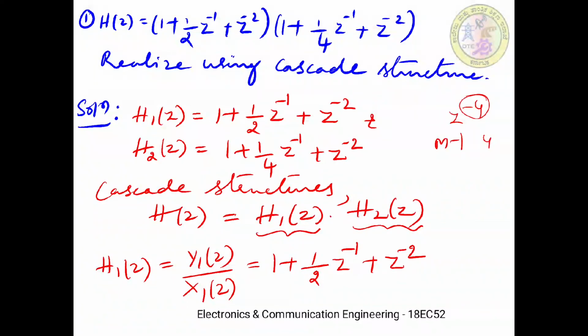Because m minus 1 is equal to 4. Therefore obviously m should be equal to 5. So the given problem is for m equal to 5. Okay.